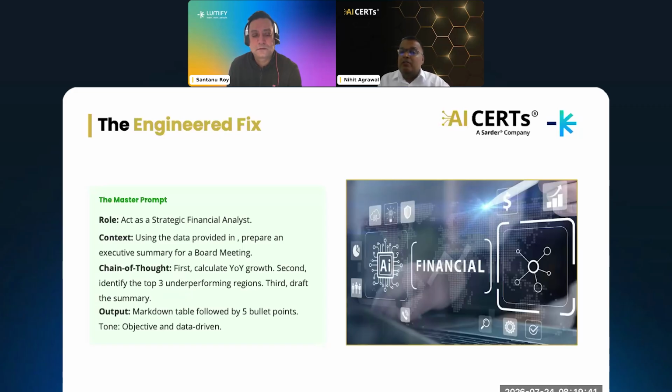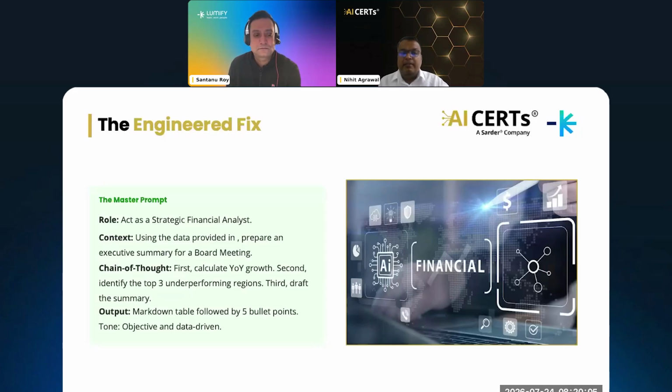The third component is chain of thought reasoning. Notice that the prompt does not simply ask for a summary. Instead, it instructs the AI to follow a sequence of steps: calculate year-over-year growth, then identify the top three underperforming regions, and finally draft the summary. As we learned earlier, step-by-step reasoning often provides more accurate and reliable results.